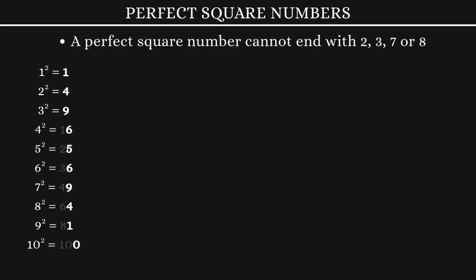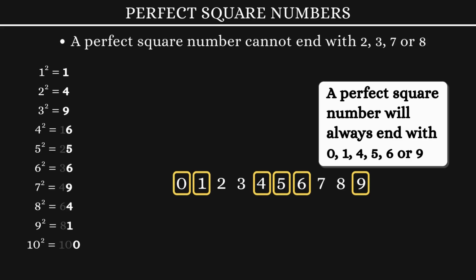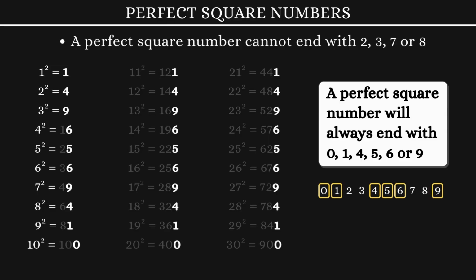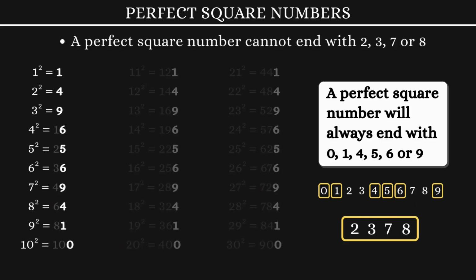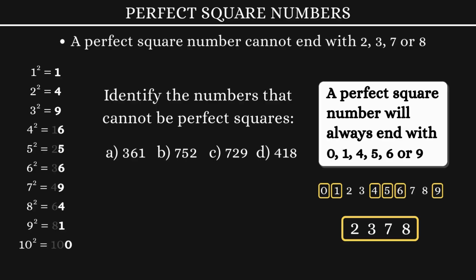So if you take the digits from 0 to 9, these were the ending digits of the perfect square numbers. If you calculate further perfect square numbers, you can find that the same pattern continues. So this means the perfect square number will never end with the remaining numbers 2, 3, 7 or 8. Using this understanding, from these numbers, let's identify the numbers that cannot be perfect squares.